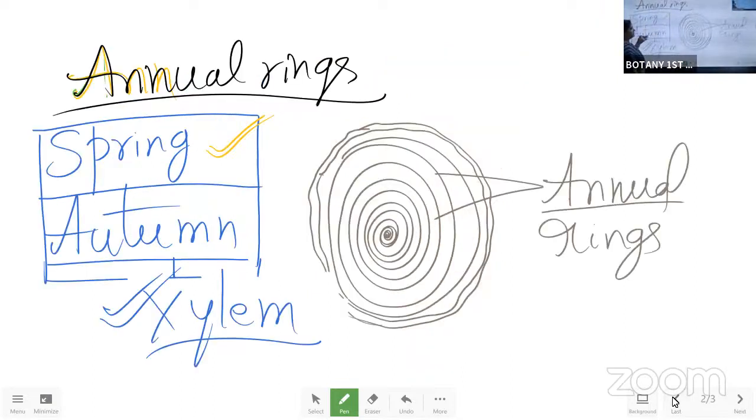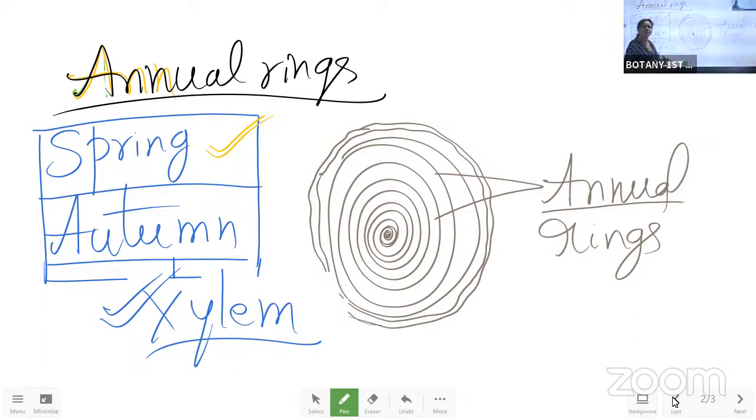So here the plant growth is affected by the outside seasons. In 1 year, 2 seasons are seen where the plant shows effective growth: spring and autumn. Spring is the most favorable season for the plant body, where the temperature is lower, the moisture levels are higher, and the water availability in the soil is more.